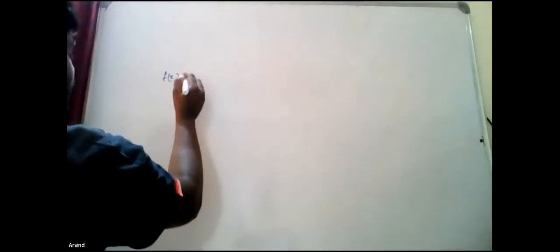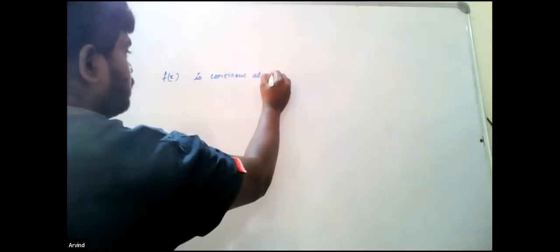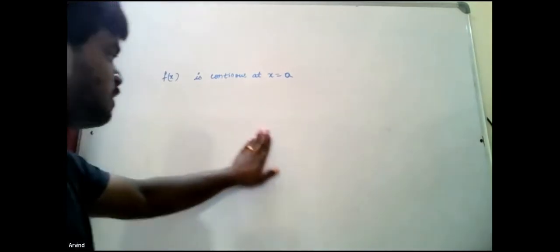When do you say a function is continuous at a point? Simple question. The chapter name itself is continuity and differentiability. So when do you say a function is continuous, and when do you say a function is differentiable at a point? First, let's discuss continuity, then we'll go for differentiability. Let's say f is a function. If I want to tell f of x is continuous at x equal to a, what are the conditions?